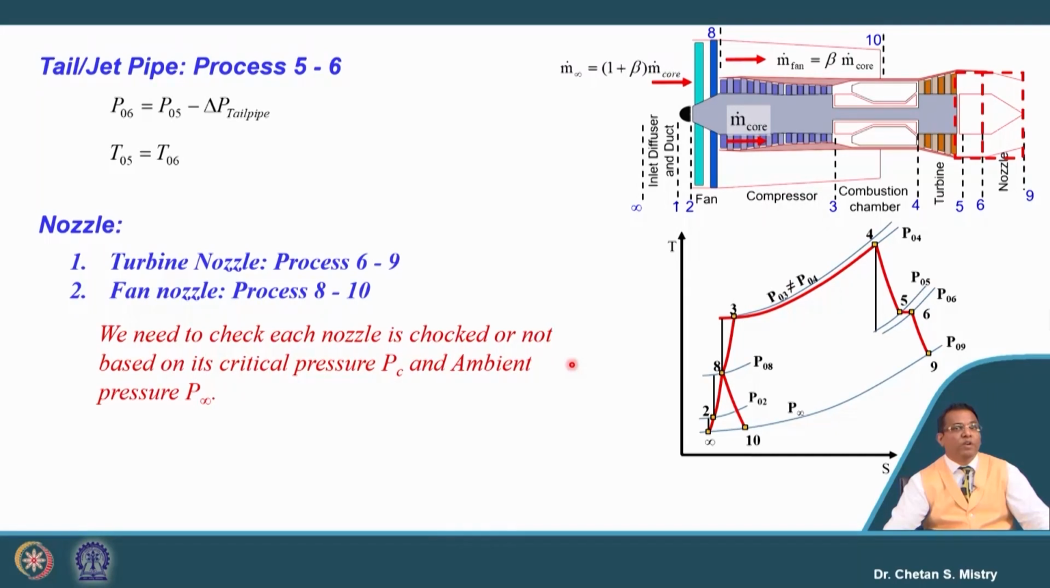So, what we know for the nozzle is that we need to do the calculation for the critical pressure, and then compare that with the atmospheric pressure, and check whether our nozzle is choked or unchoked, and based on that select the exit pressure. Based on that exit pressure we will be calculating our exit temperature, and from that exit temperature we calculate our exit velocity.